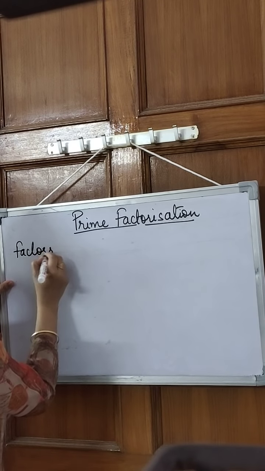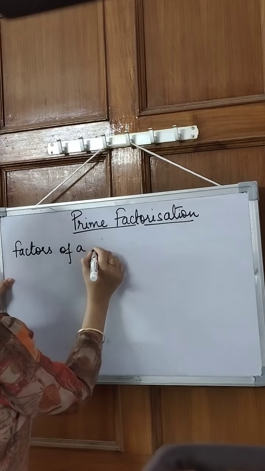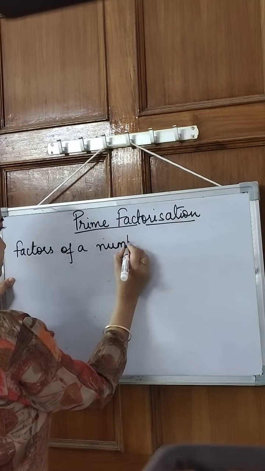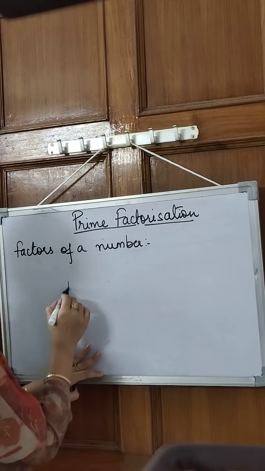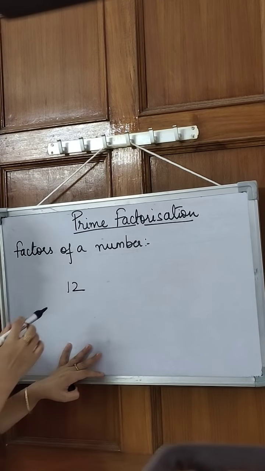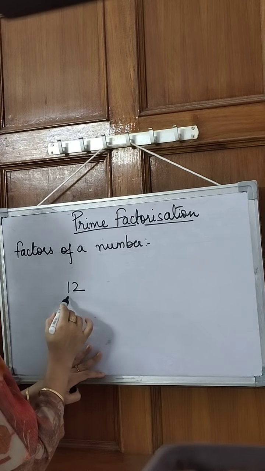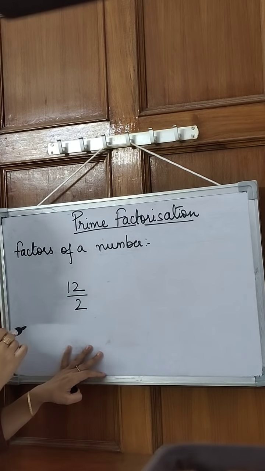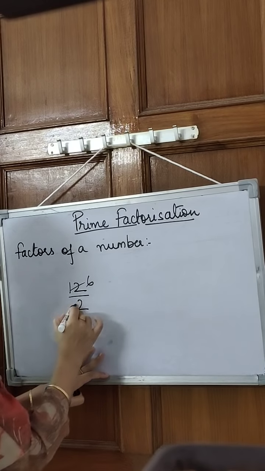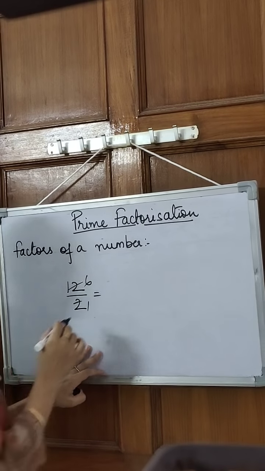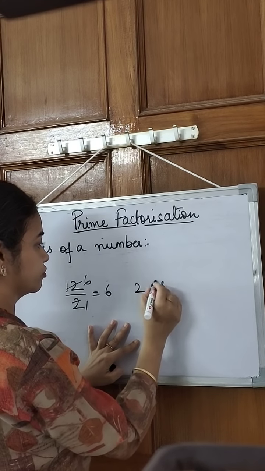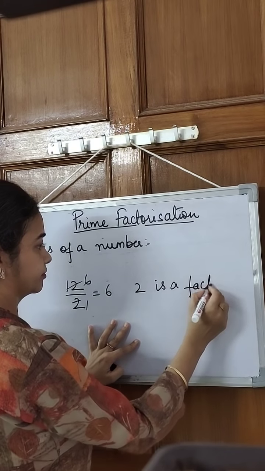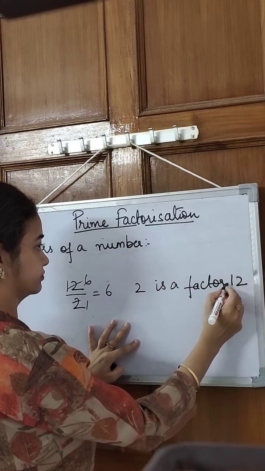So when we say factors of a number, now what does this mean? Let's take an example. Let's take a number 12 and try and divide this number 12 by 2. Is it divisible? Yes, it is divisible. So what I can say is that 2 is a factor of 12.